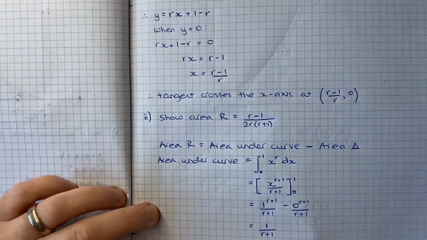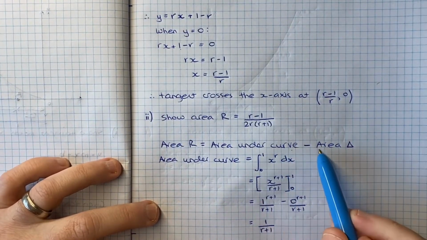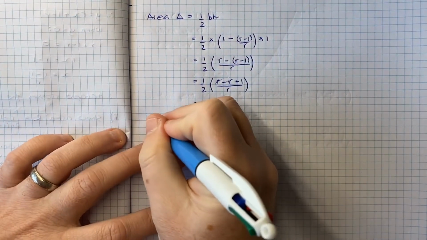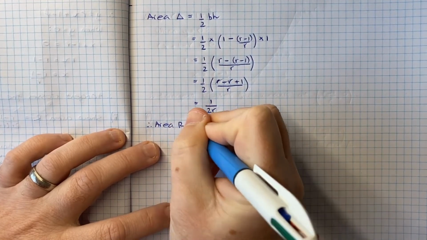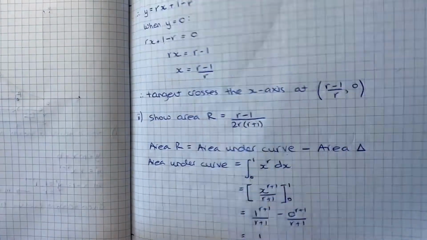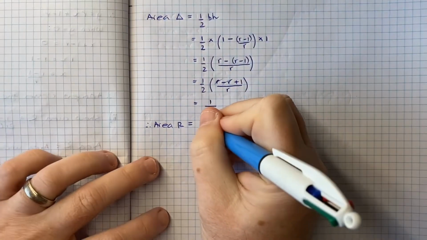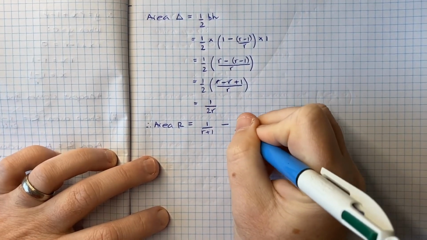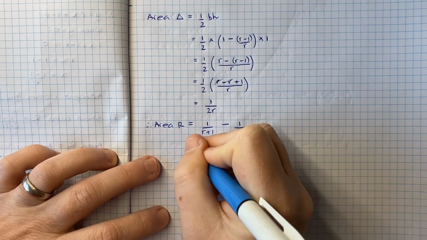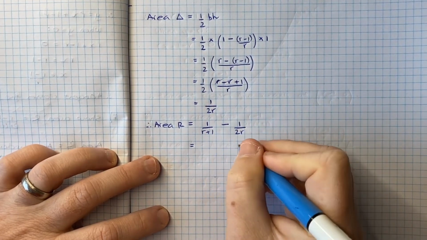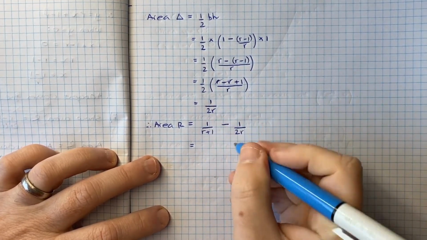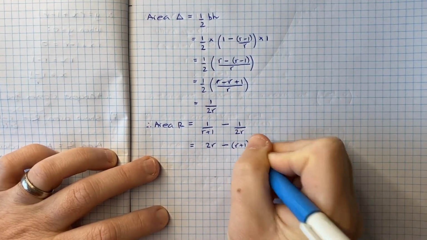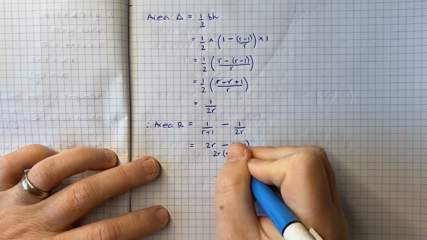Alright, so now we've got our two ingredients. We've got the area under the curve and the area under the triangle. So now we'll put those together to say, therefore, the area of r, being what we really care about, is the area under the curve, 1 on r plus 1, minus the area under the triangle, 1 on 2r. And now we just need to rearrange this a bit. So we'll get a common denominator. So we'll multiply each side up. So we'll get 2r minus r plus 1 over this common denominator 2r, r plus 1.